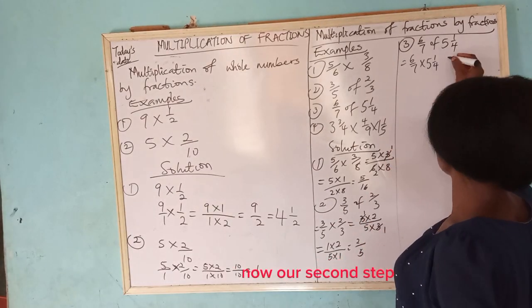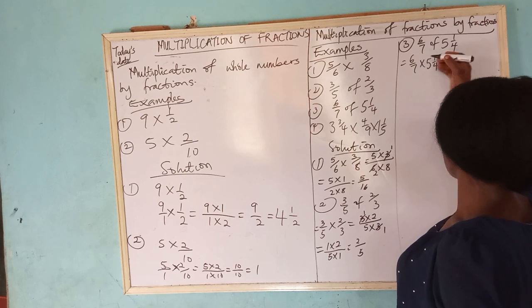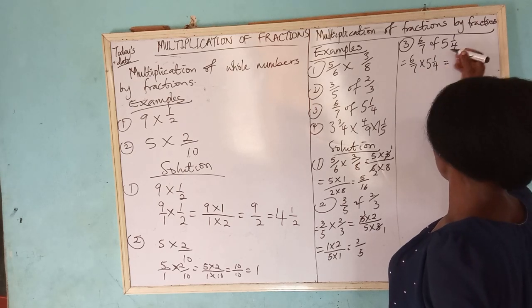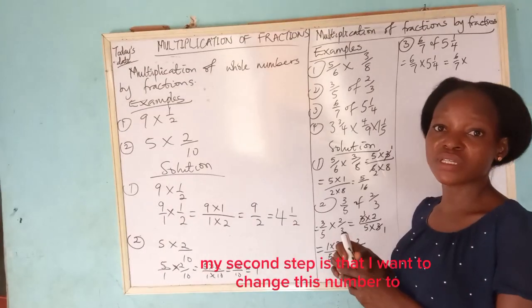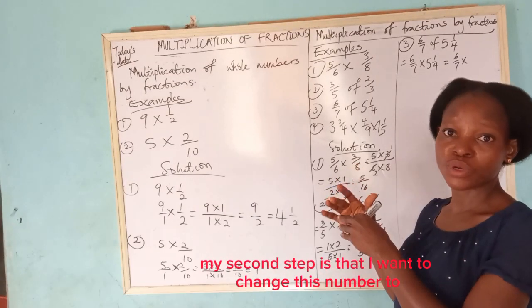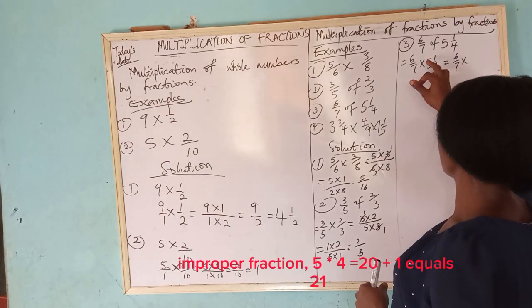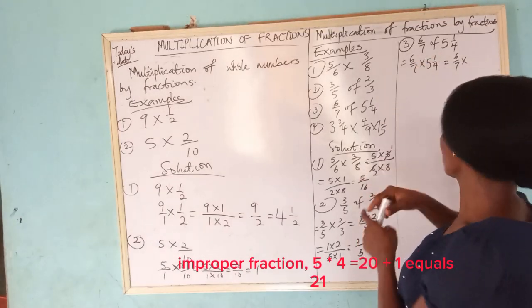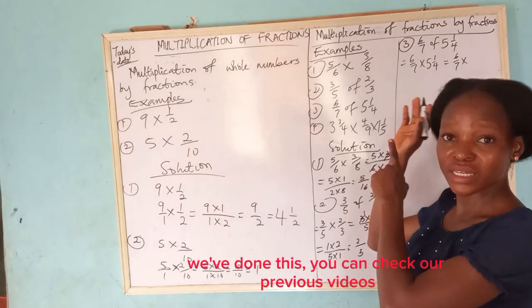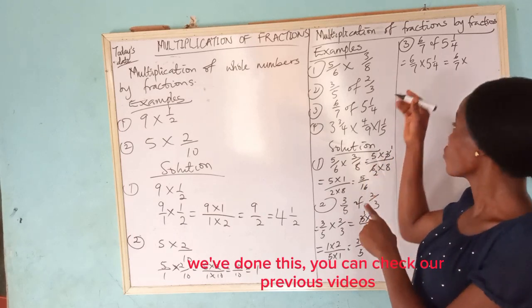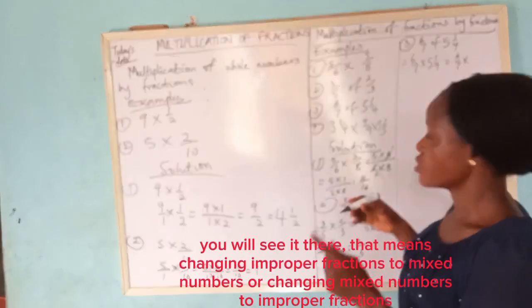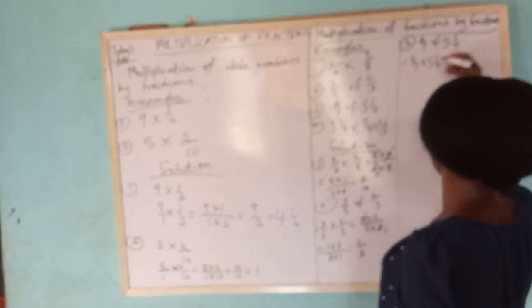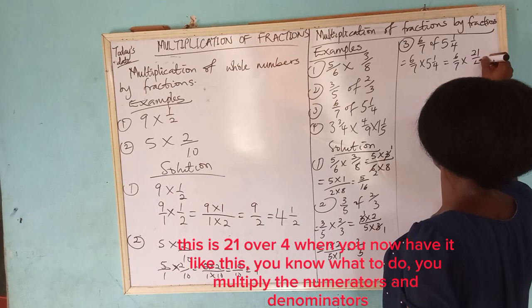Now our second step, you can decide to write your own down like this. 6 over 7 times, my second step is that I want to change the mixed number to an improper fraction. 5 times 4, 20 plus 1, 21. We've done this; you can check our previous videos. That means changing improper fractions to mixed numbers or mixed numbers to improper fractions. So this is 21 over 4.